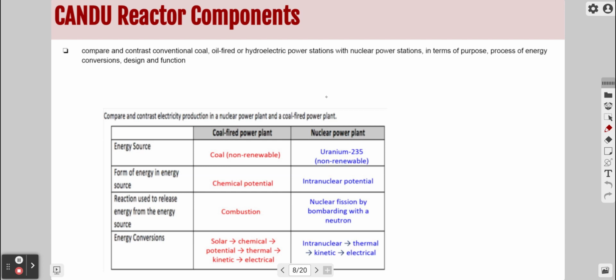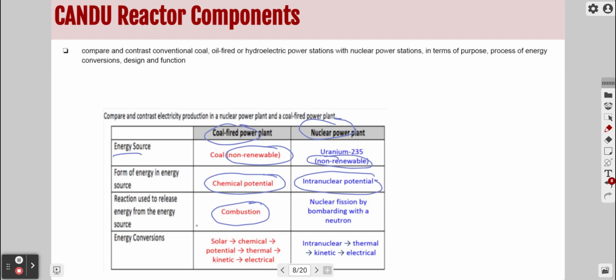This is just comparing and contrasting the coal-fired plant with a nuclear power plant, and you can see both energy sources are considered non-renewable. Okay. The form of energy in the source: coal contains chemical potential energy that has been stored from the solar energy, and then uranium has the internuclear potential within its nucleus.